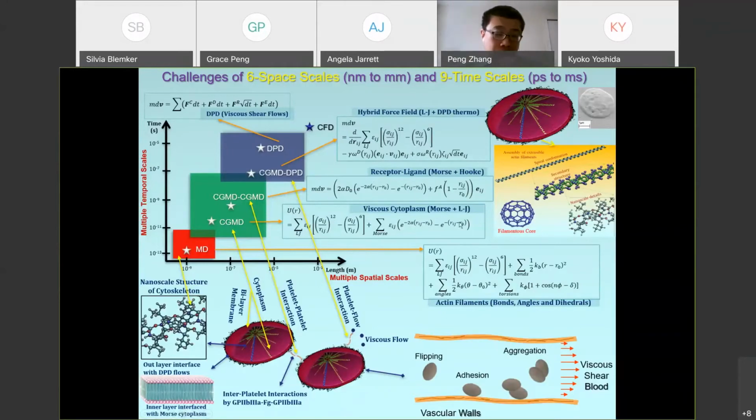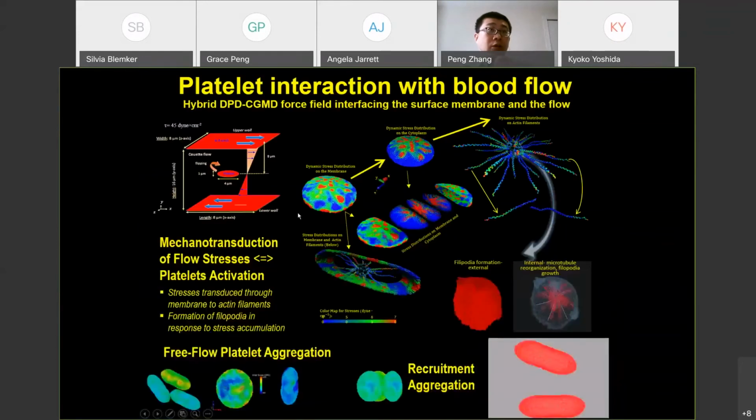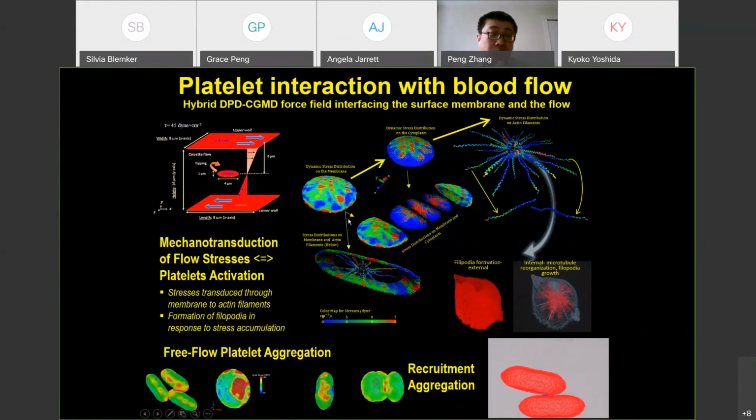So here, using this framework, we have enabled the dynamic interaction of the deformable platelets with the dynamic blood flows. The platelet is flipping and flowing in the shear flows, and the dynamic shear stresses are continuously mapped on top of the platelet membranes, transmitted to the platelet cytoplasm systems, and finally mapped onto the cytoskeleton structures.